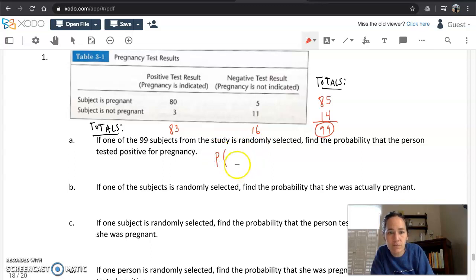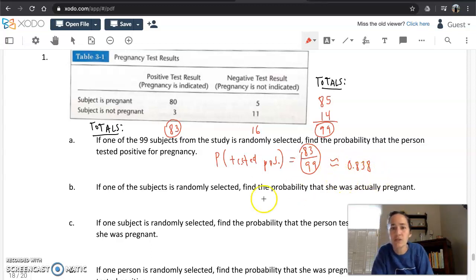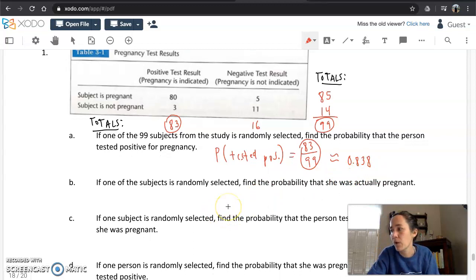You pick a random person from the study and they tested positive. I'll put POS. Well, how many tested positive? Let's look at our totals. Positive test result, there were 83 of those. So the chances are 83 of them were testing positive out of the 99 that you had to choose from, there is going to be your probability. So 83 over 99. With a lot of these, it's fine to type it in and get a nearest thousandth decimal. You have an 83.8% chance you're picking someone who tested positive.